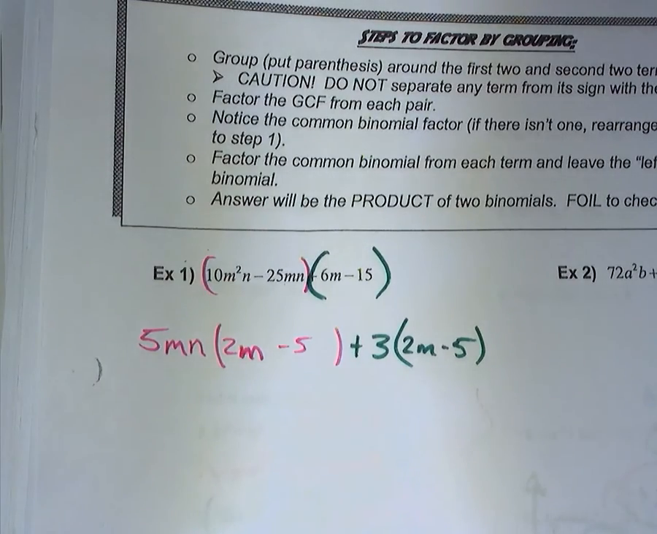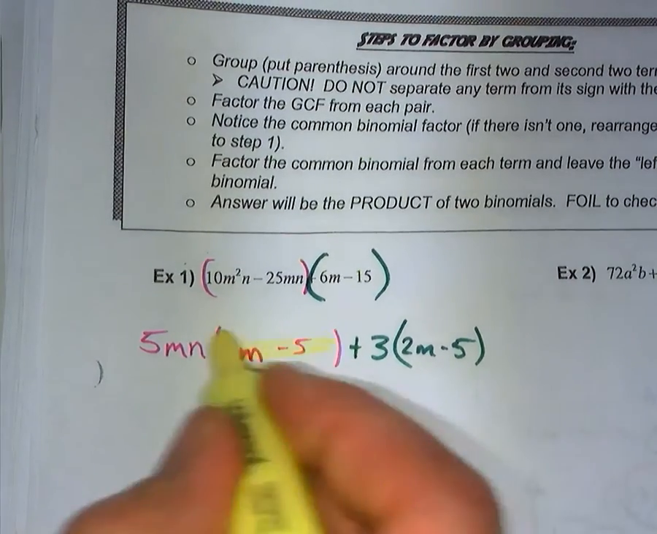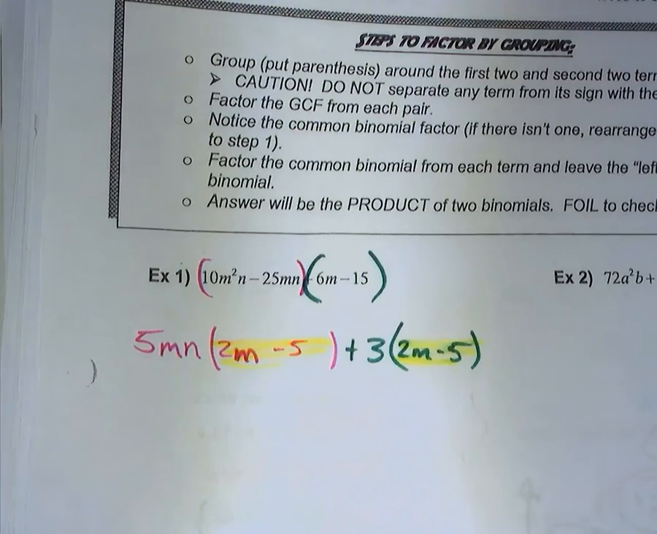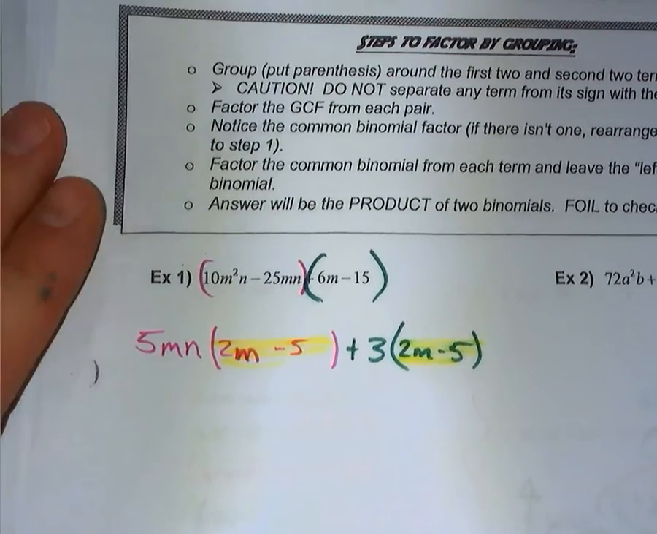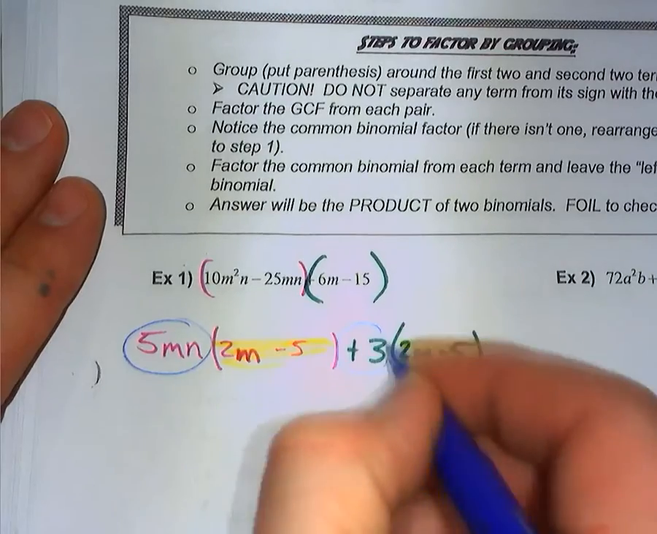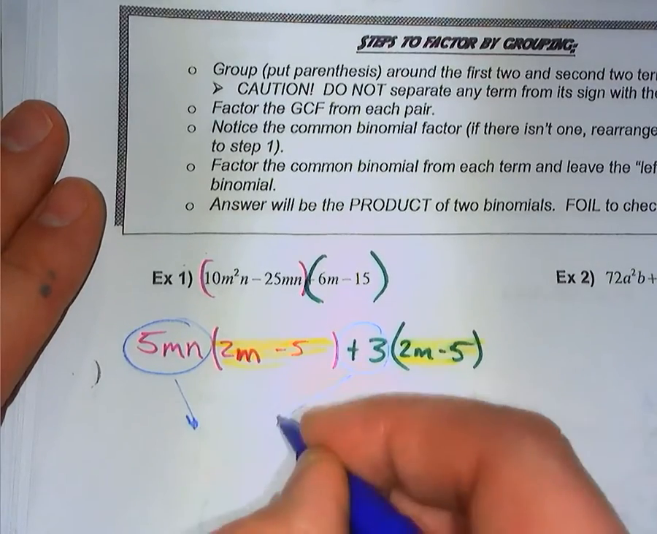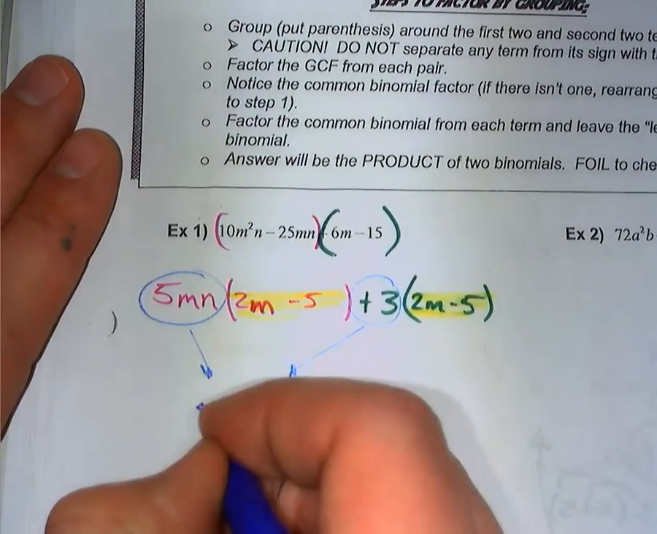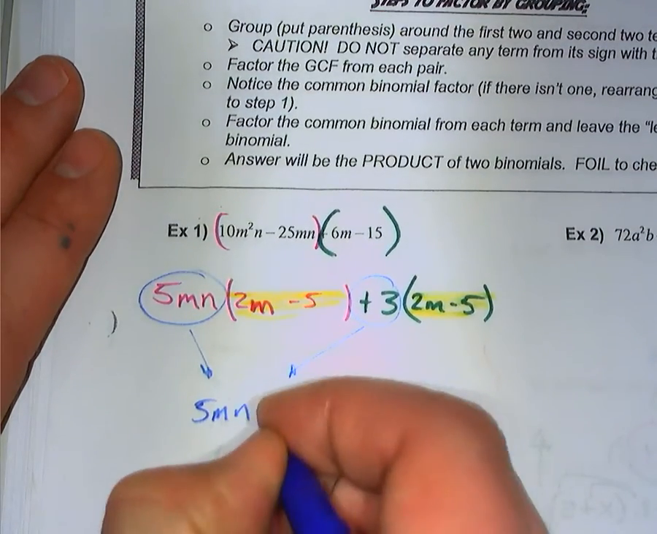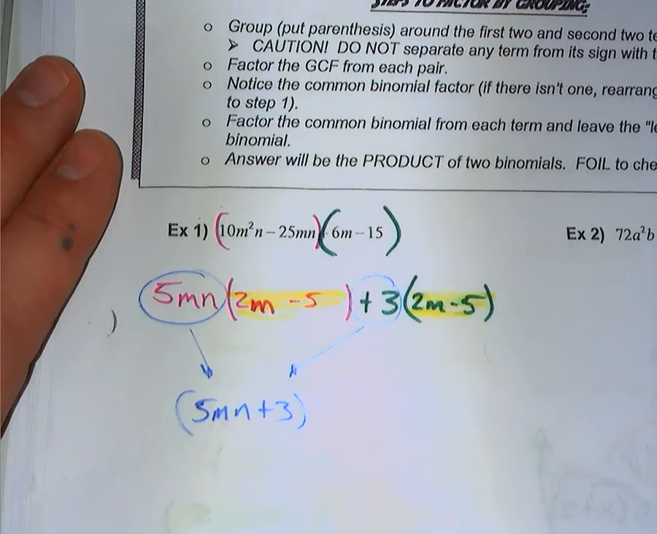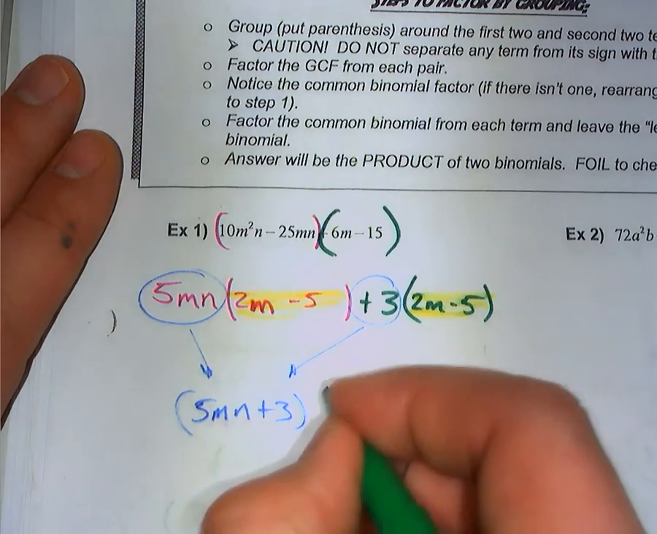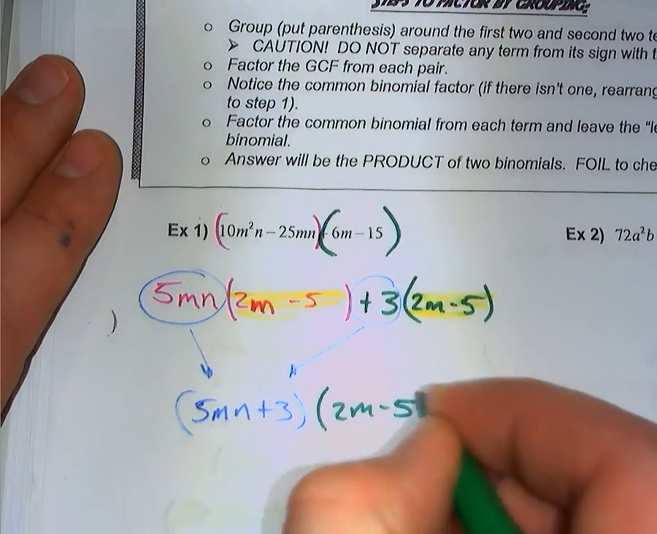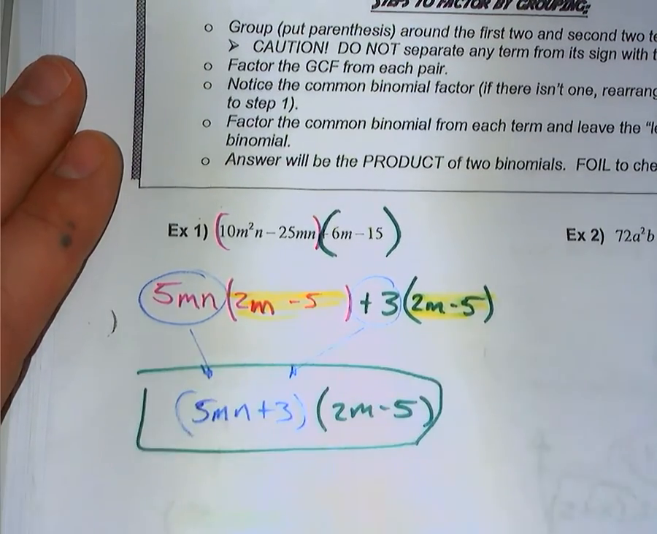Now I look to see what I got. These guys are the same, aren't they? Right? So by rule, on how FOIL works, I can take the numbers in front and put them together in one binomial. So I can put 5mn plus 3 together. And then I can write 2m minus 5 one time. And there you go.